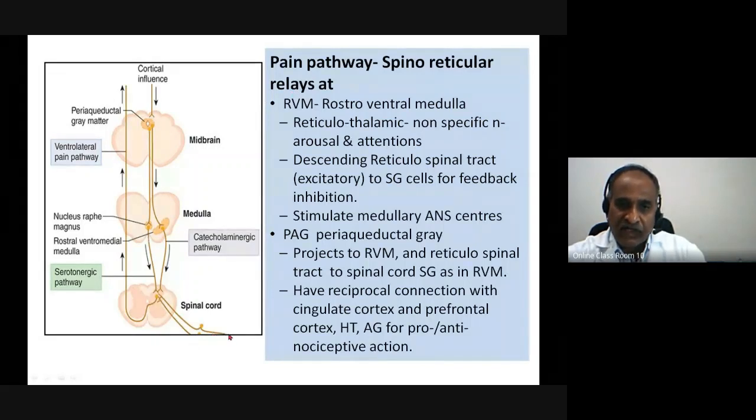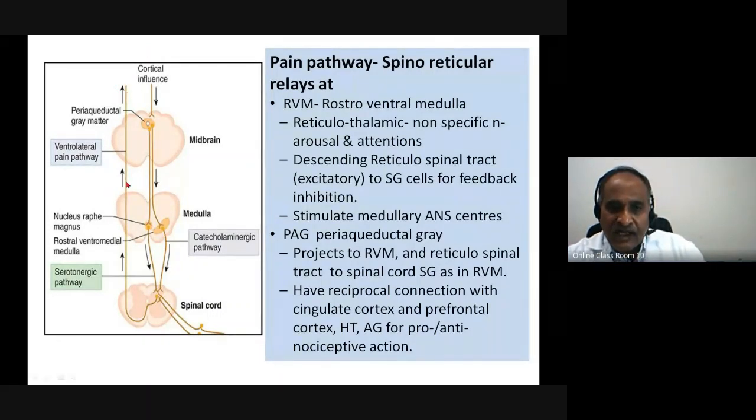The spino-reticular, this is from the spinal cord, the nociceptor, they come here, they relay through the dorsal root ganglion. The diagram is not very perfect here. It is coming through the dorsal root ganglion, and then they cross to the opposite side, layers 1, 2, and 5. Layer 5 contains the projecting neuron, and this will cross and ascend as a lateral spinothalamic tract. This is a lateral spinothalamic tract.